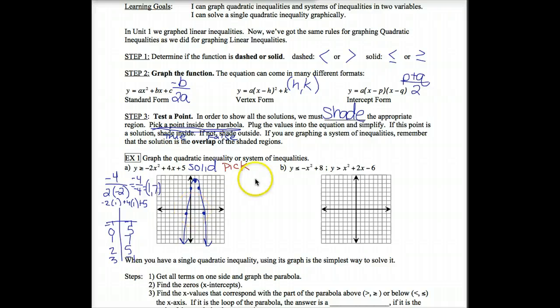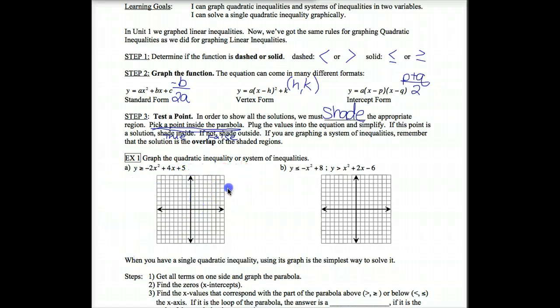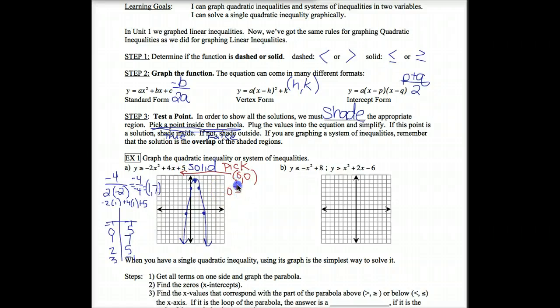If 0, 0 is inside, pick it, because it's the easiest thing to plug in. If it's not, then pick something else, but you want to pick small numbers. They're easier to plug in. So I'm going to pick 0, 0, and I'm going to plug it back in to this equation. So I'm asking, is 0 greater than or equal to -2 times 0 squared plus 4 times 0 plus 5?